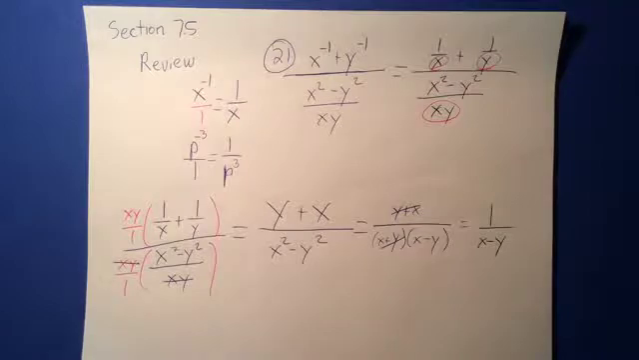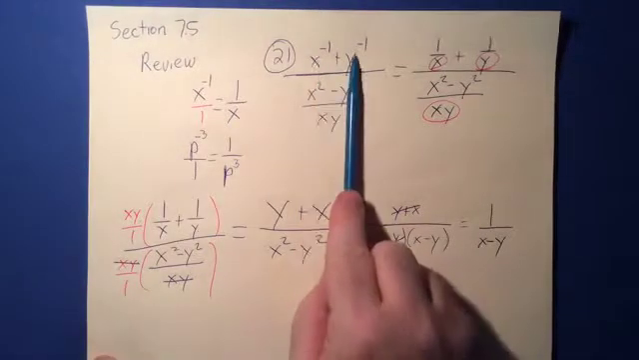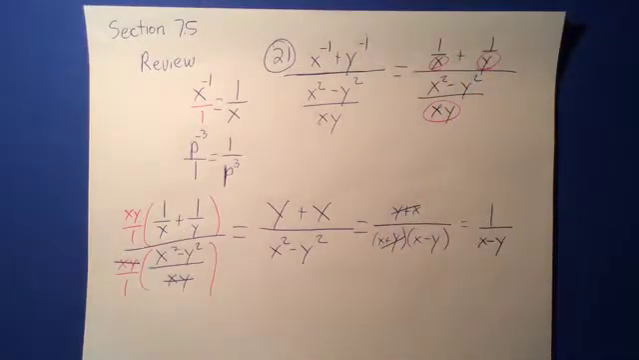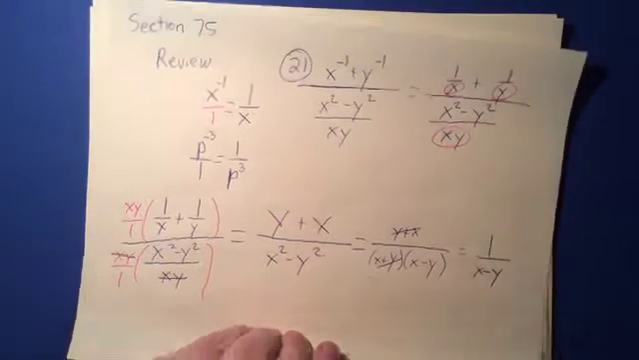So this problem started out with negative exponents. We had to make them into fractions to get rid of those negative exponents, and we had to simplify these much like we did in earlier work. Let's go ahead and take a look at question 29.